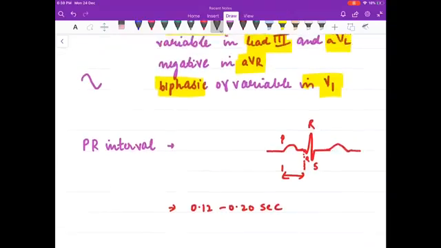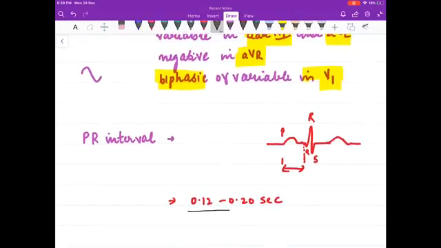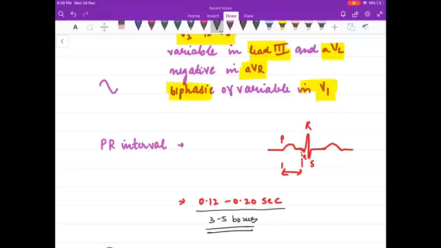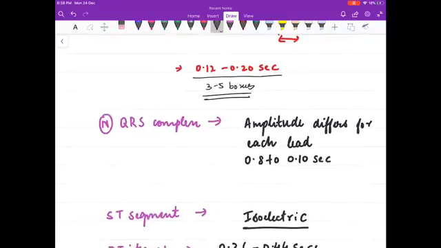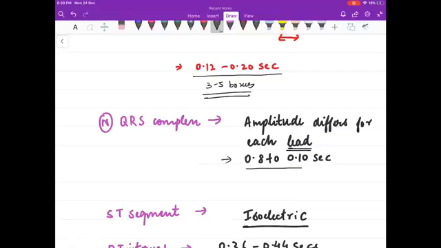So the PR interval, you should know the normal PR interval. Normal PR interval is between 0.12 to 0.20 seconds or 3 to 5 boxes. P wave represents atrial depolarization. The normal QRS complex: the amplitude varies from each lead. The normal duration is from 0.08 to 0.10 second. Friends, we have to know the normal values, then only we can find the abnormal things.